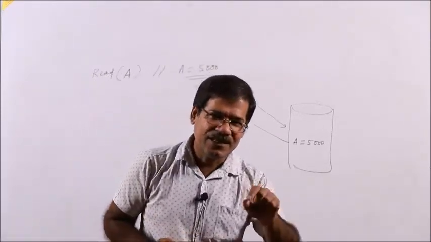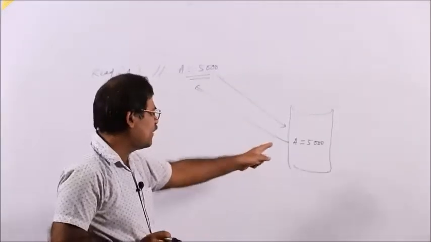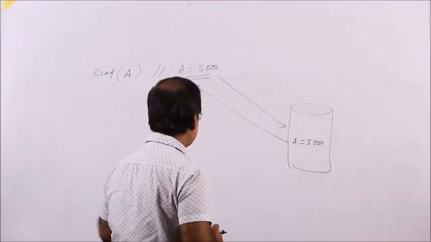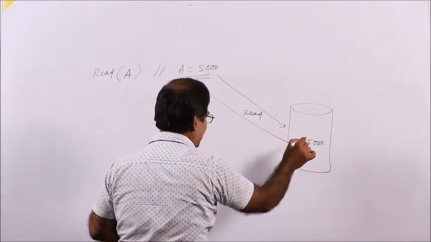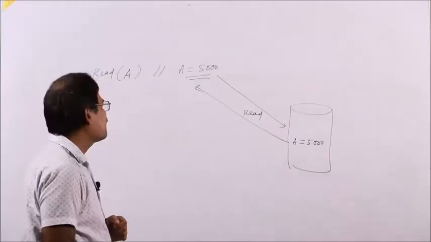Read means the current balance of that particular account. This is a read operation. Read value: what value is read from the database? The value is 5000 rupees.